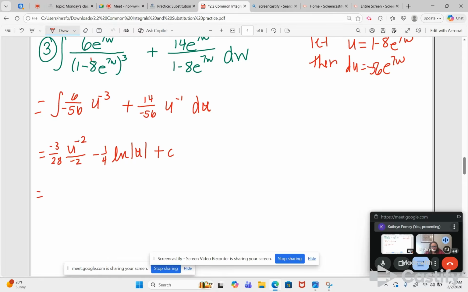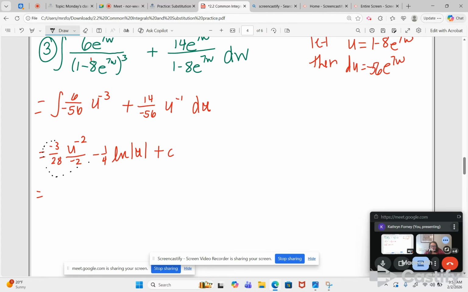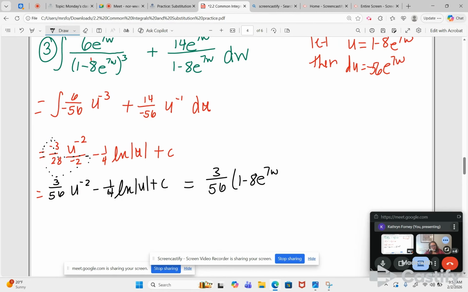Now, the one thing I would do before I replace the U is I would simplify this, because that's two negatives, and then that 28 times 2 would be 56. 3/56 U to the negative 2 minus 1/4 natural log U plus C. And so at this point, I would go ahead and replace my U. All right. So that is how I would go about that.